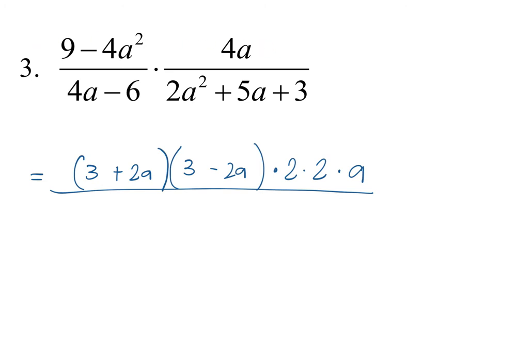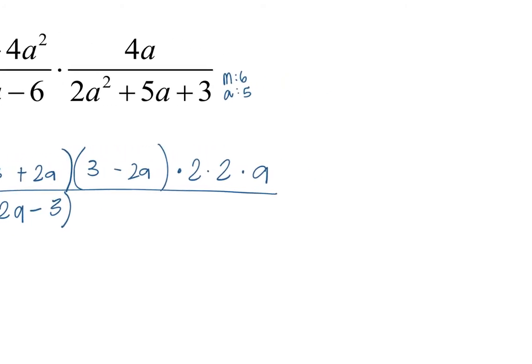And then in the bottom, 4a minus 6. You can take out a 2. You will be left with 2a minus 3. And the trinomial of 2a squared plus 5a plus 3. You're looking for what multiplies to give you 6 and what adds to give you 5. So that would be 2 and 3, right?